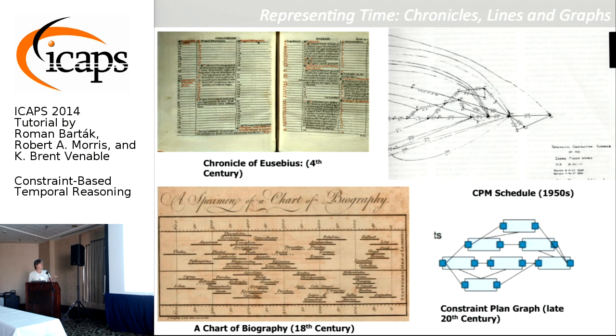This is the Chronicle of Eusebius from the 4th century. The chronicles go back to ancient times, where each row represents a time duration, and there's an entry for some historical event. So this is a precursor to a temporal database kind of representation, where you have time-stamped information, and that goes back to ancient times. There are also timelines. We'll see examples of timelines in machine representations of temporal reasoning too.